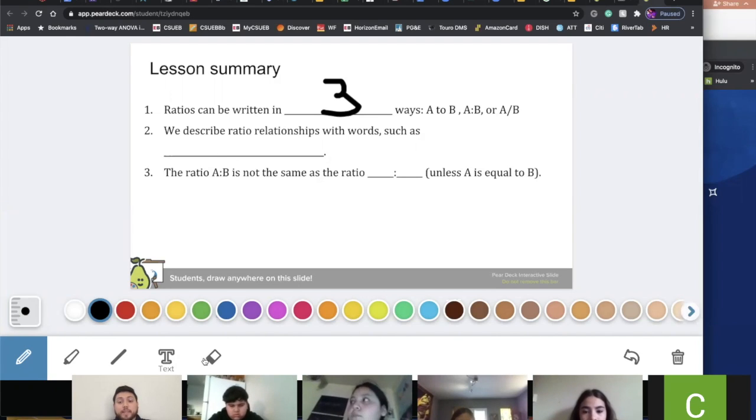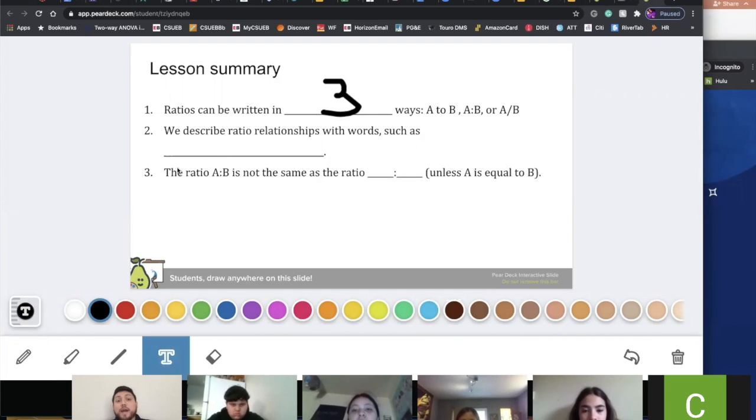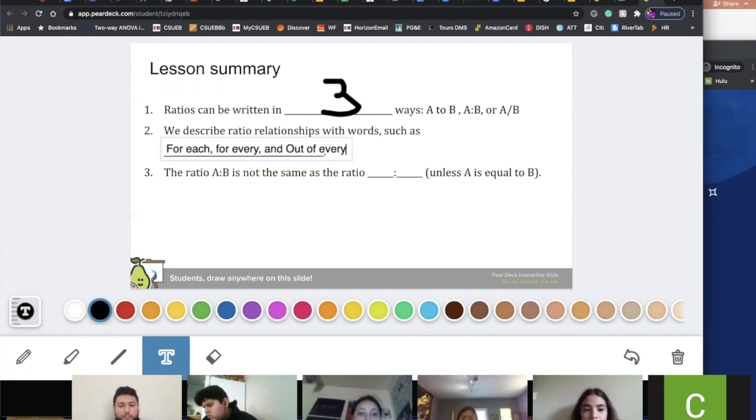And then this is where I think you were talking about, Shay. We describe ratio relationships with words also, right? And what words do we use, Shay? We can use for each, for every, and out of every. And what else? So for each, for every, and what's the last one? Out of every. And then there's one last one. It's a really short word. Do you remember? It starts with a T. 2. Yeah, 2.